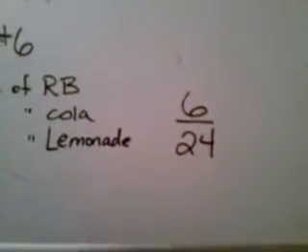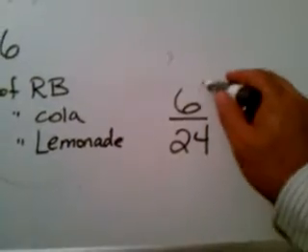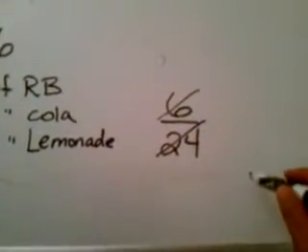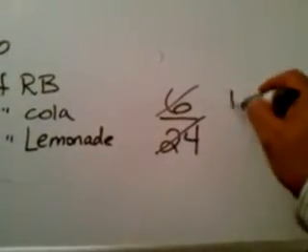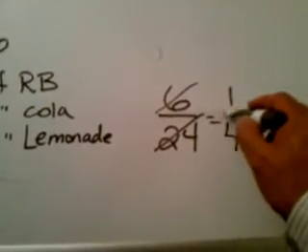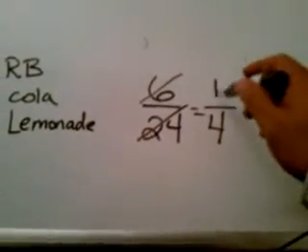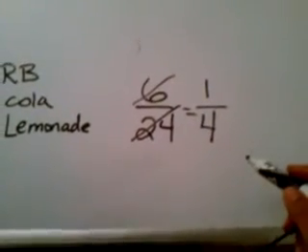Well, we know that that can be reduced, and I know that 6 is a factor of 24, so let me divide both of these by 6. 6 can go into 6 1 time, and 6 can go into 24 4 times. So really, if I were to simplify this probability, it would be a 1 out of 4 chance.